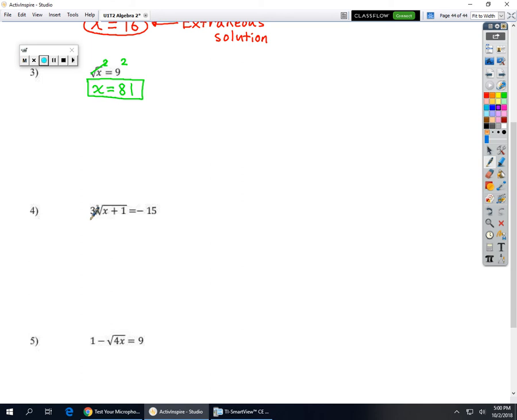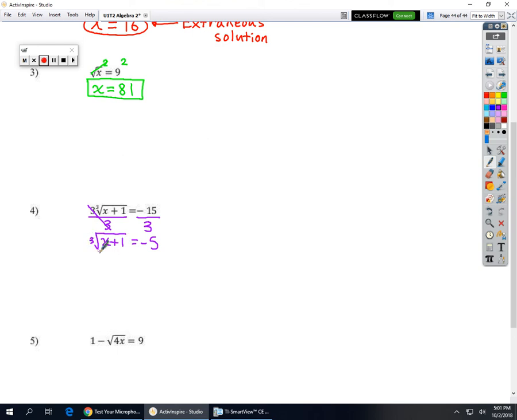Got to deal with that 3 first. Divide out the 3. Divide out the 3. 3 divided by 3, that's 1, so they cancel out. I'm left with the cube root of x plus 1. Bring that down. Cube root of x plus 1 equals negative 15 divided by 3, that is negative 5. Cool. So I still can't do that minus 1 yet.